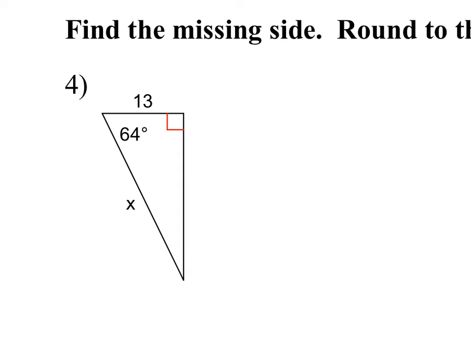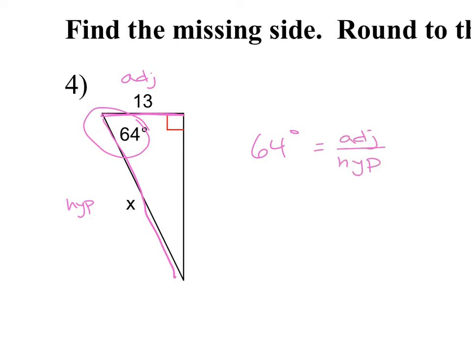So right here, I see that I know this angle right here. So I'm going to go ahead and say that that's my reference angle, 64 degrees. And so then I'm going to figure out what are these other sides that I have labeled here. This side right here is my adjacent side. This side right here is my hypotenuse. So I have adjacent and hypotenuse, and one of my ratios is equal to adjacent over hypotenuse. That ratio is cosine. Cosine is adjacent over hypotenuse.